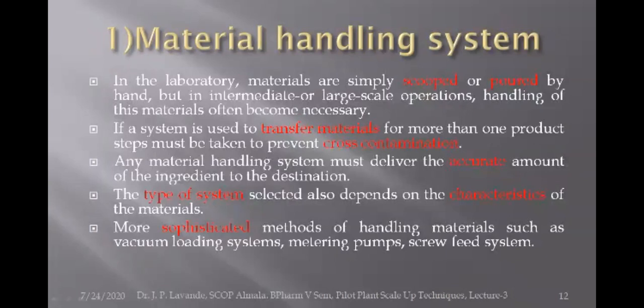The material handling system consists of the following. In the laboratory, materials are simply scooped or poured by hand. But in intermediate or large scale operations, the handling of material often becomes necessary because the amount is larger, in kgs, in tons. So it is very difficult to handle all these with the help of the scoop and the traditional processes of pouring. So we should have the automated system, we should have the cranes, we should have the robotic systems so that these can be lifted, carried, and placed wherever required.